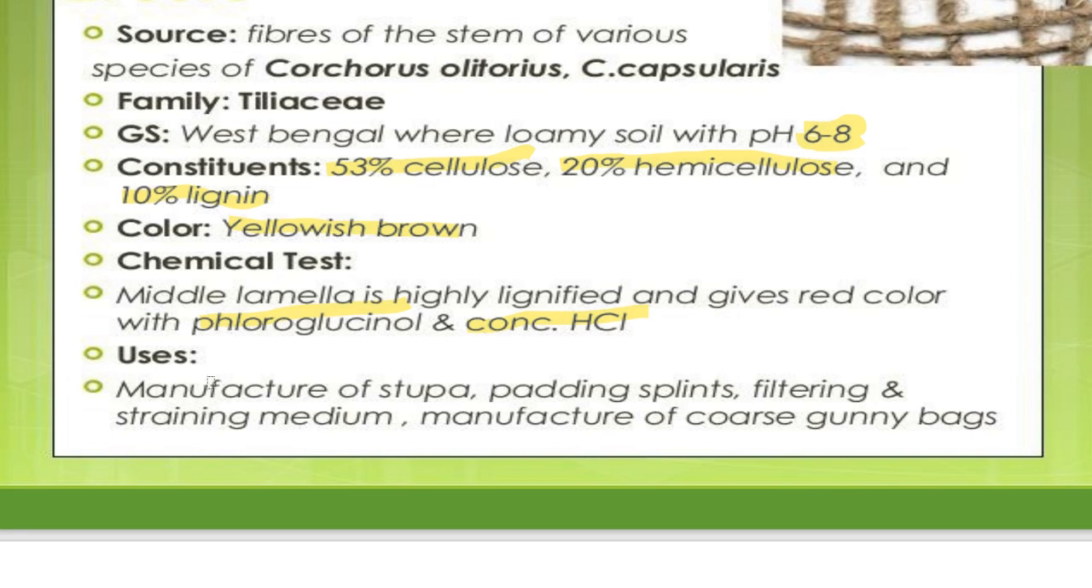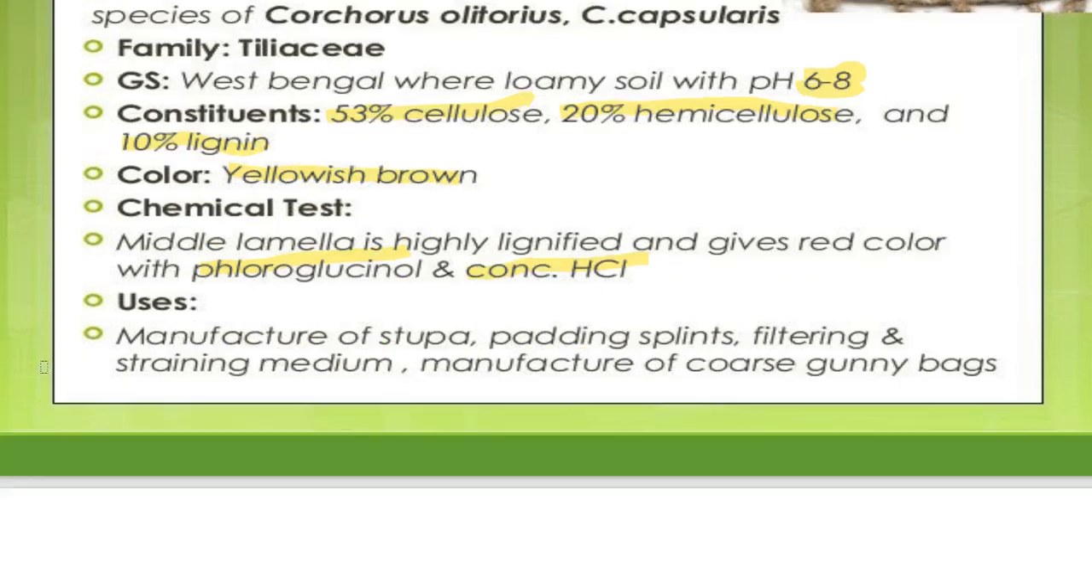Okay, now where was it used? Now you can see various idols. जितने भी idols बनाते हैं, so they put the jute in that clay, so that it is not able to break, or if it breaks, one or two parts are removed and not the whole idol is broken. Even in the manufacturing of various monuments, jute is used. Manufacture of stupa, padding, splints, filtering aid, straining medium, manufacturing of coarse and gunny bags. You have seen your wheat and your rice bags, gunny bags, that are made up of nothing but jute.